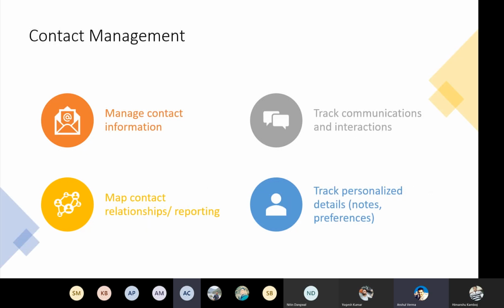Contact management, again, very important, wherein you're able to maintain that personal relationship with the customer. It can be just tracking basic personal details of the customer, phone number, email, address, mobile number and all. Tracking the communications, the emails you have sent, SMS you have sent, Facebook posts or Twitter tweets that you have sent or the customer has sent, so that you have a better understanding of where they are.